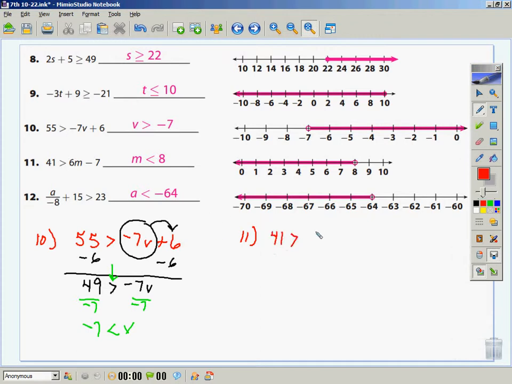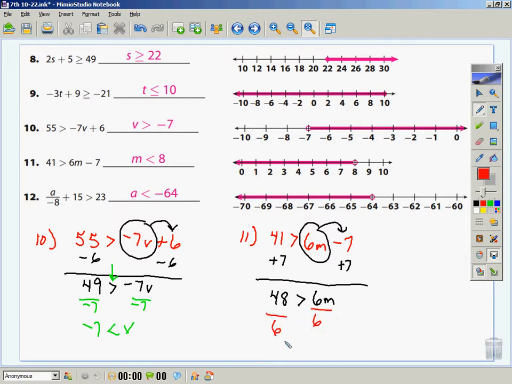41 is greater than 6m minus 7. Again, I want to get the variable by itself. I have to undo this subtraction. You undo subtraction by using addition. This would be 48 is greater than 6m. M is being multiplied by 6. The opposite of multiplication is division. I'm dividing by a positive, so I do not have to change my symbol.